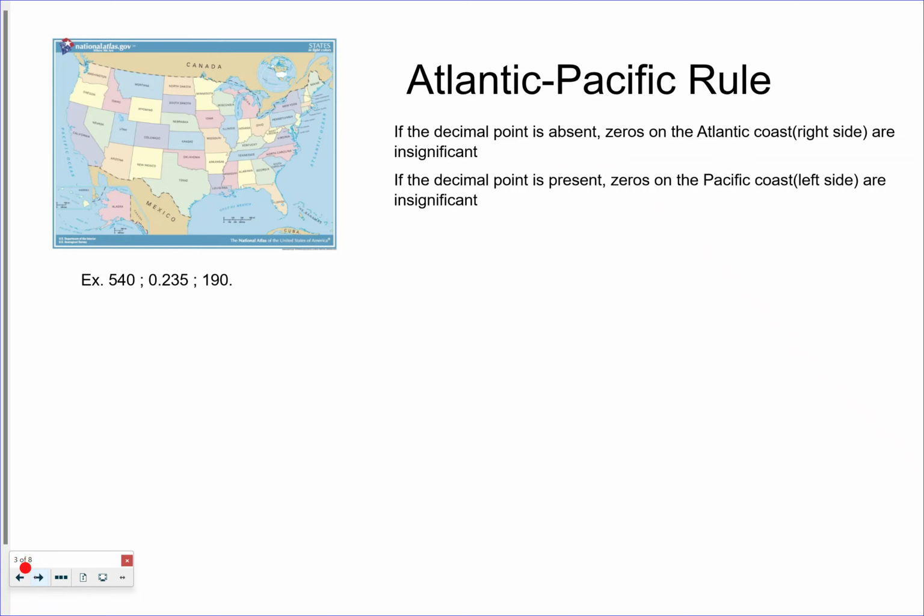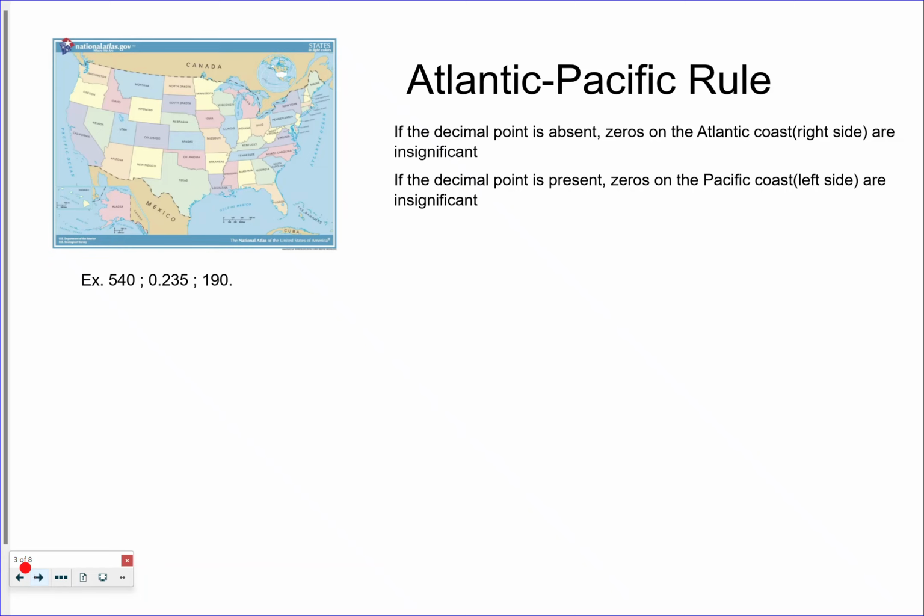And so there's kind of an analogy that helps you remember what zeros are important and are not important. So it's called the Atlantic Pacific rule. It basically states that if a decimal point is absent, zeros on the Atlantic side, the right side of the number, are insignificant. And if the decimal point is present, zeros on the Pacific coast, the left side of the number, are insignificant. So I have a couple of examples here.